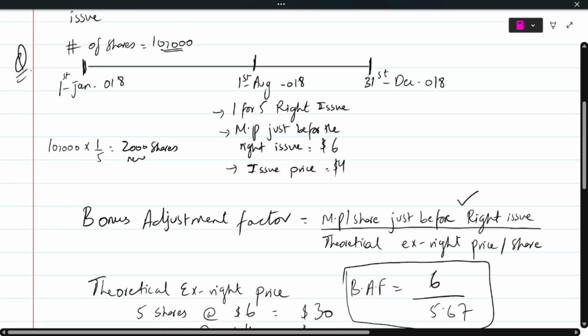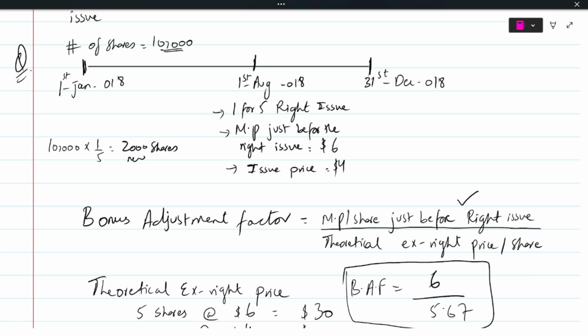Then on 1st August, there was a right issue. So after the right issue, you do not take the bonus adjustment factor. Remember that. It's just still the right issue. That's it. After the right issue, you don't take it. So that is why after the right issue, what I did is that I just saw what's the new number of shares that I got through this right issue?